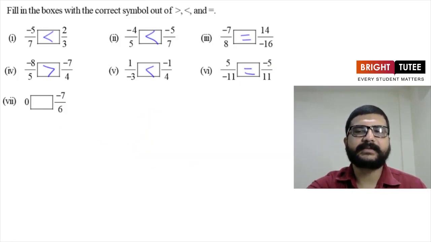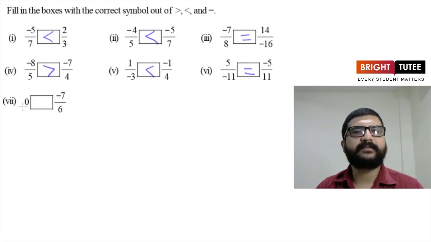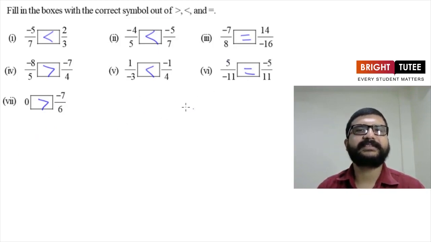Now the next number is 0 and minus 7 upon 6. So here one of the numbers is 0 and another is a negative number. As we know, 0 is always greater than a negative number. 0 is greater than every negative number. So it means this 0 is greater than this number, minus 7 upon 6. So this is how we can compare two numbers.